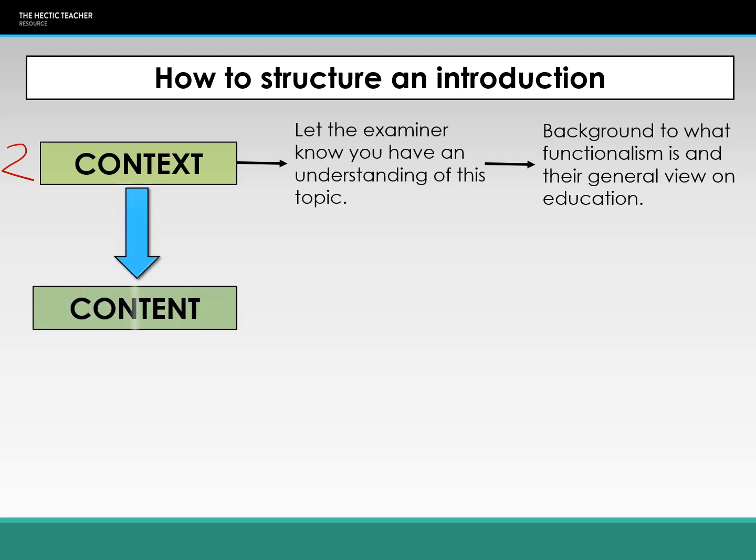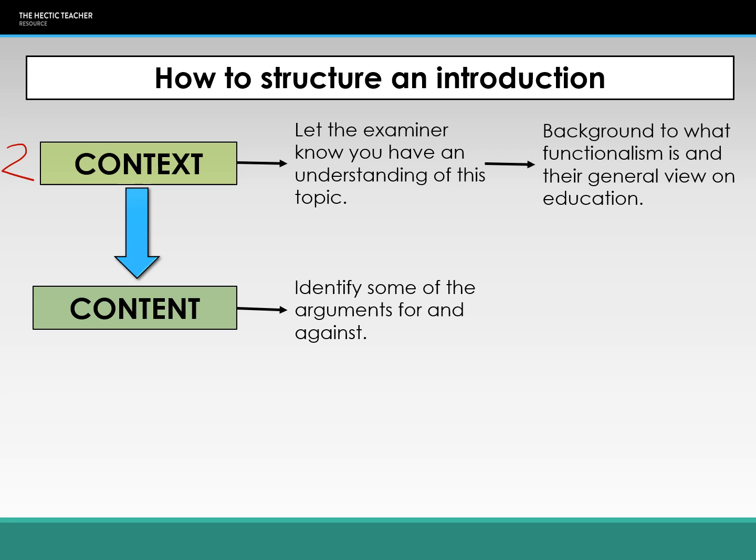With content, we're identifying some of the arguments for and against. So you don't have to put in all 8 that you've identified in your plan. 2 or 3 of them, 2 or 3 from each side is perfectly fine. That just shows the examiner that you've looked at both sides. Okay, you can include more information in your main body. In fact, you're supposed to include more information in your main body.